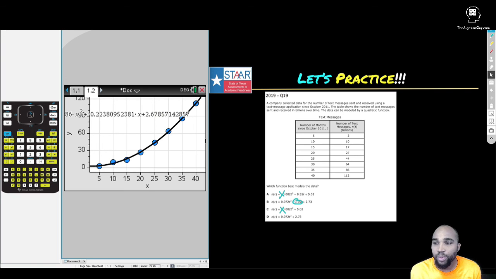Don't be dismayed by the fact that it's not perfect, because we're doing math and we want a perfect answer. This is truly an estimate and a prediction, and they're asking for the best model. This is not going to be an exact number, but B is by far the closest. So nothing else is even closer, so you won't have to pull your hair out wondering if you got it right.